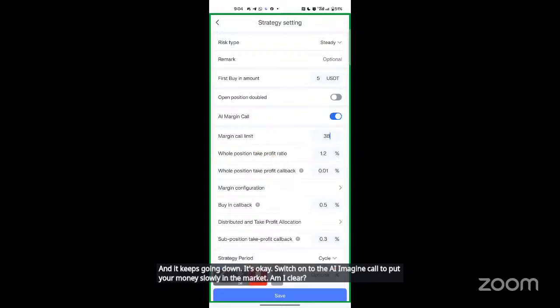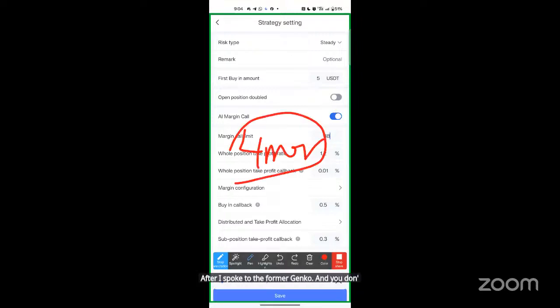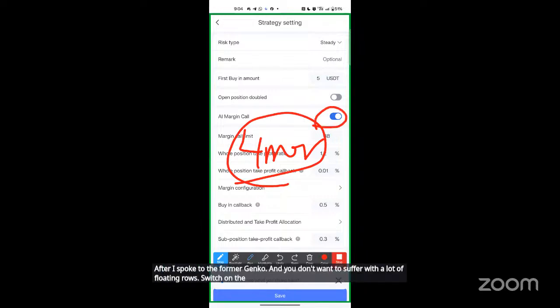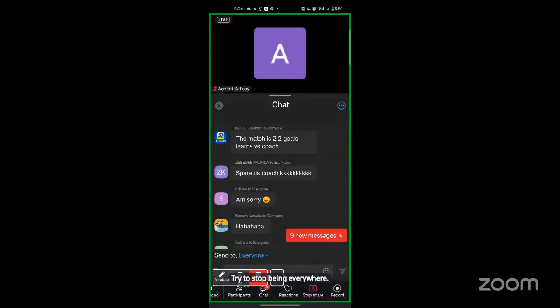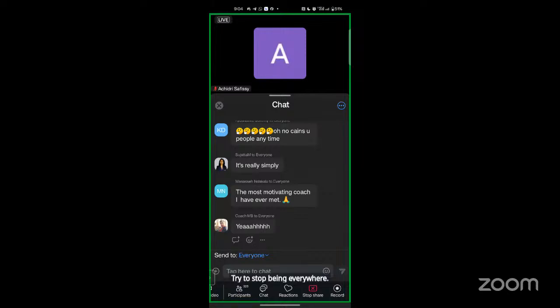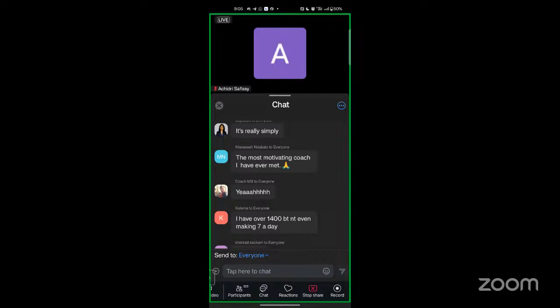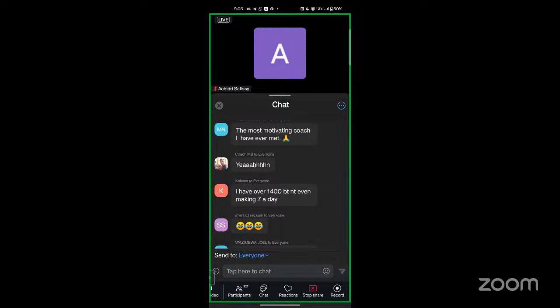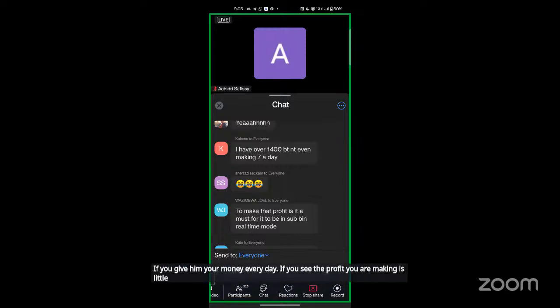Am I clear? After it has bought the 4 margin calls, and you don't want to suffer with a lot of floating loss, switch on the AI margin call so that it puts your money slowly in the market. So that you stop being everywhere. Make sure after the robot has bought the 4 margin calls, switch on the AI margin call. People who are fearing floating loss, so that your robot keeps giving you money every day. If you see the profit you are making is little, add more capital.